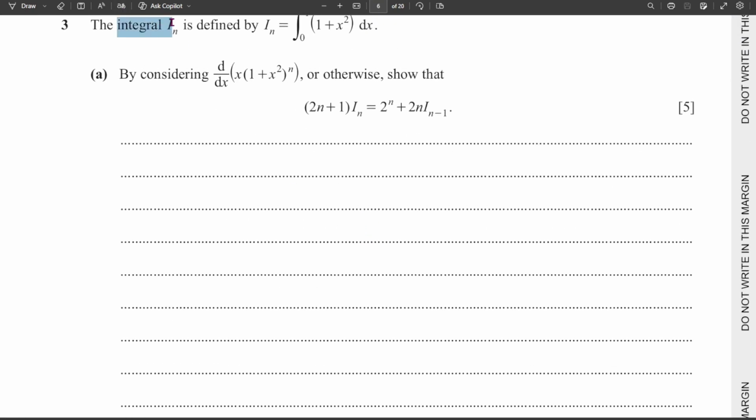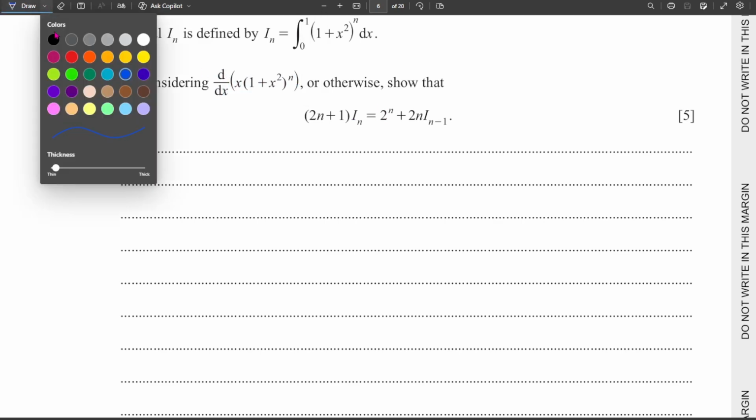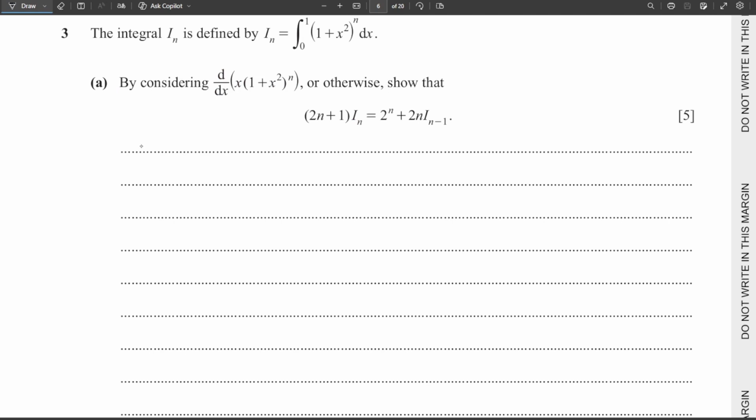Now it's giving us this definite integral I_n from 0 to 1 of (1 + x^2)^n. We want to use this fact or otherwise to show that this equation is true. Since they've already given us this starting point, let's try and do this from here. If you have any other way to do this, you can leave a comment so we can explore what other ways there are.